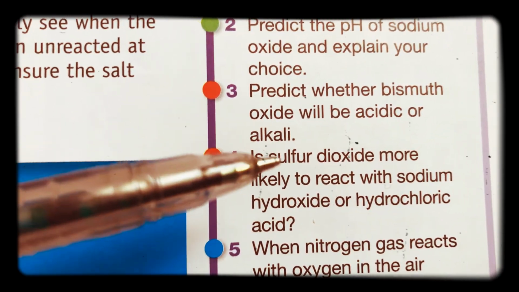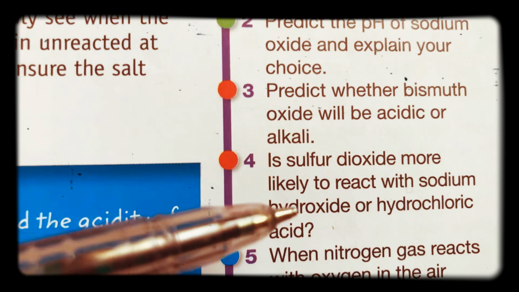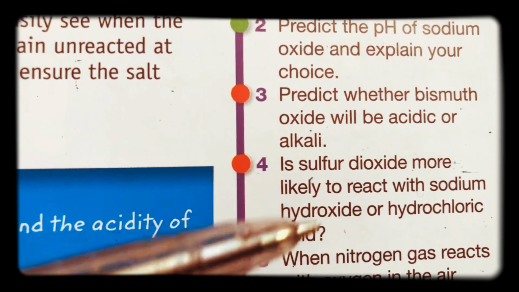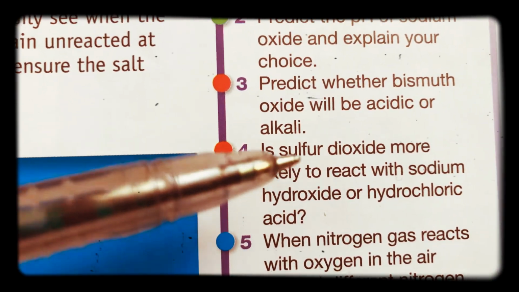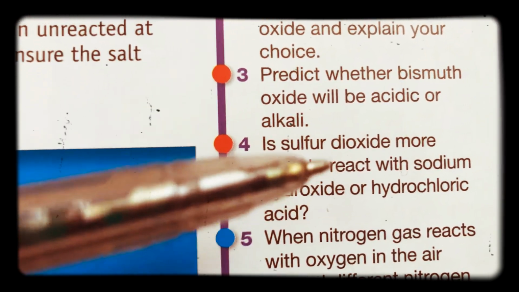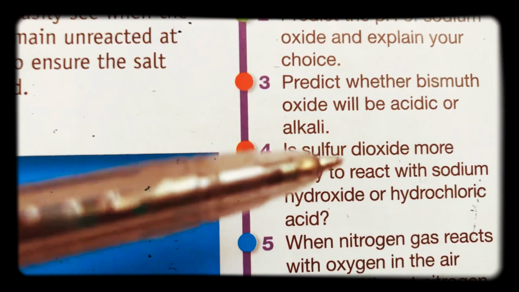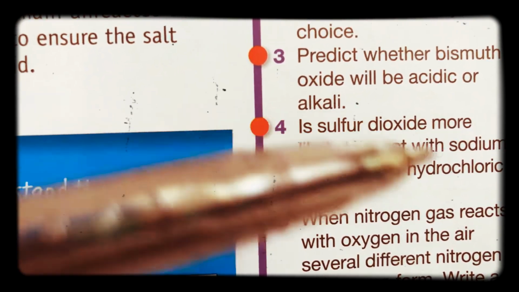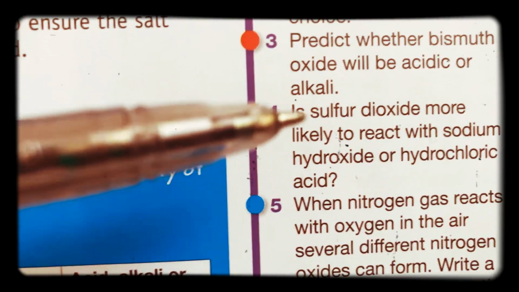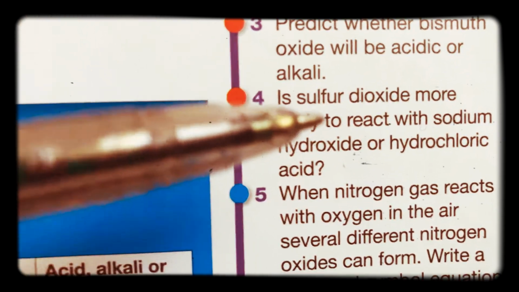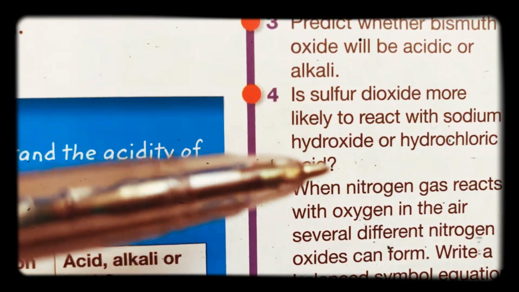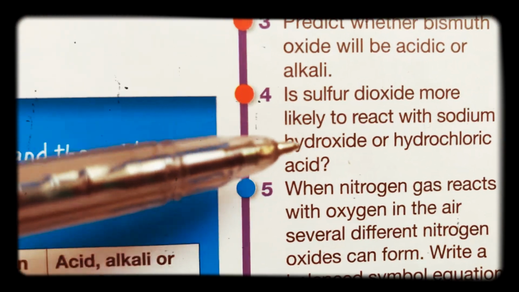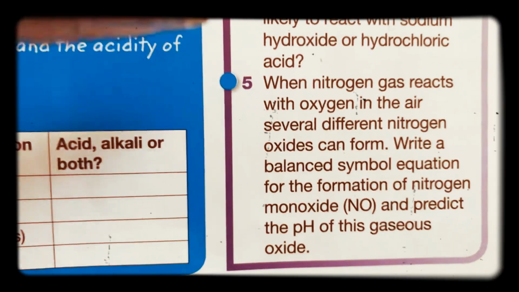So as sodium hydroxide is an alkali solution, I would predict that the sodium hydroxide would be the chemical that reacts most likely with sulfur dioxide. Sulfur dioxide will conduct a neutralization reaction with sodium hydroxide. So the answer is sodium hydroxide. Let's think about the last question.